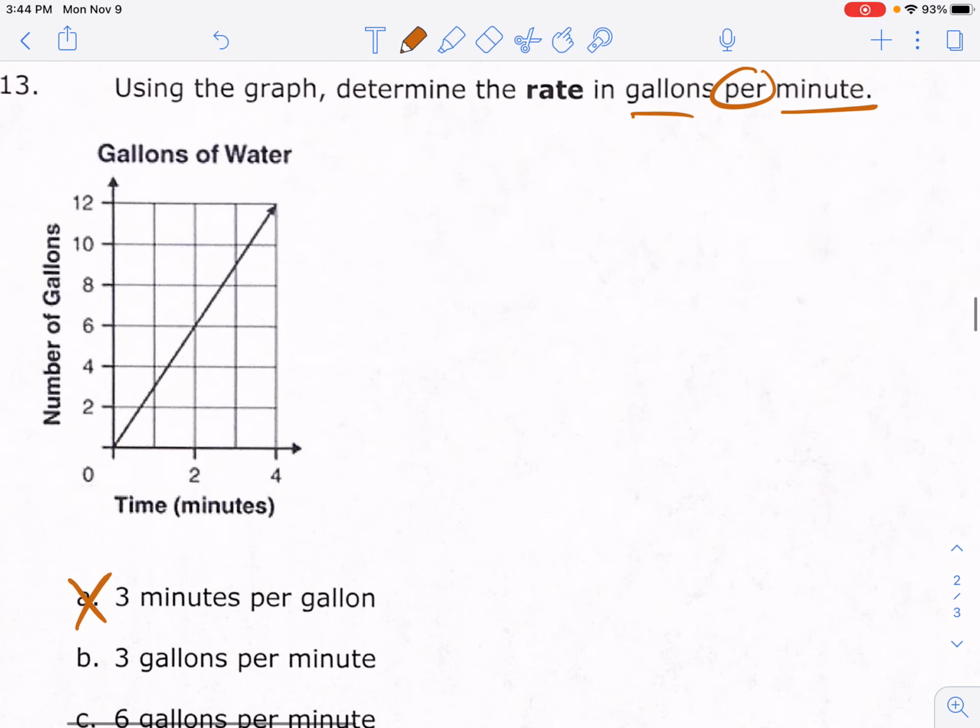I'm going to try to find a place where my graph matches up. For example, right here, do you see how that's right at an intersection? There's also an intersection right up here. So I know that in 2 minutes, the number of gallons was 6.